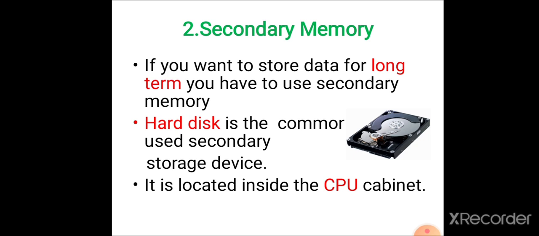Okay, children? Yes, in our CPU we have an inbuilt secondary memory device, and that secondary memory device is called as hard disk. What is the inbuilt secondary memory device in our computer? It is hard disk, and it is located inside the CPU cabinet. Okay, children, this is also an important point. The secondary memory device is located inside the computer and the name of that device is hard disk.